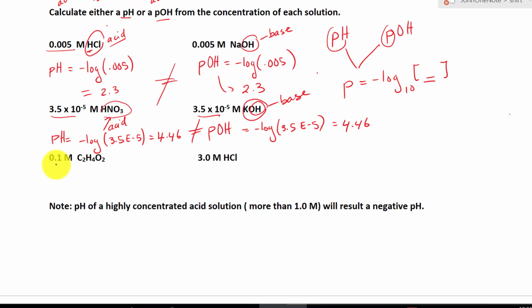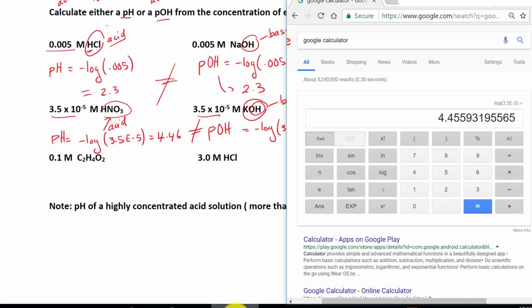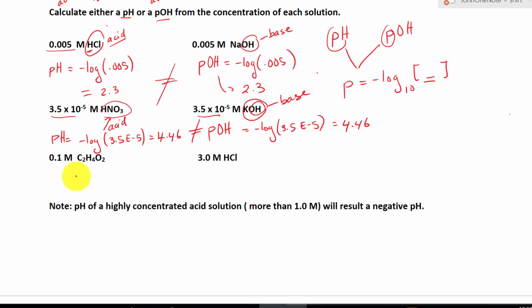And lastly, we have 0.1 molarity of acetic acid. Let's plug it into a calculator. Pretty easy. So we have negative log of 0.1. And what do we have? Oh, there you go. We have a pH of 1. And how do I know it's pH? Because this is an acid right there. It doesn't have the OH.